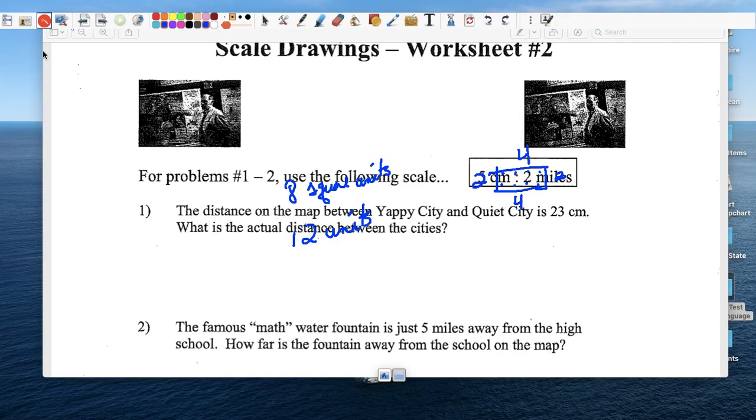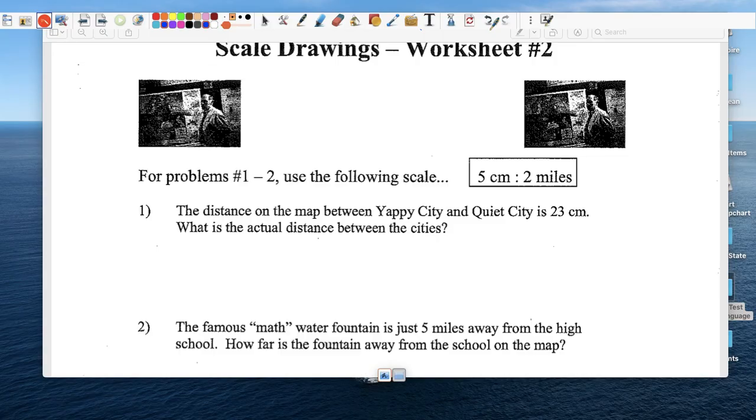Understanding that you had to do tonight. It was on scale drawings and scale. The beautiful part, I don't know if you're going to agree with that, but we can set proportions, and when we set proportions, it is so easy to solve, right? So, and that's what we're going to do here.